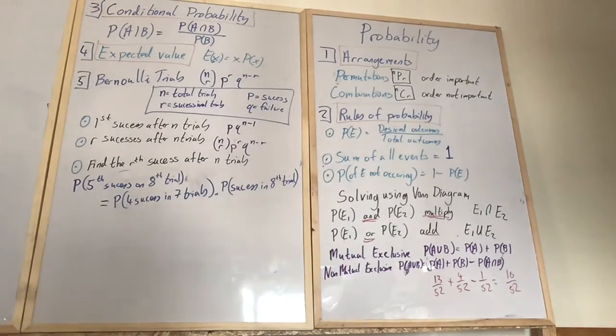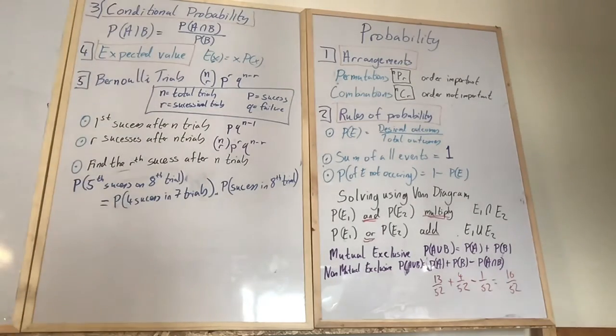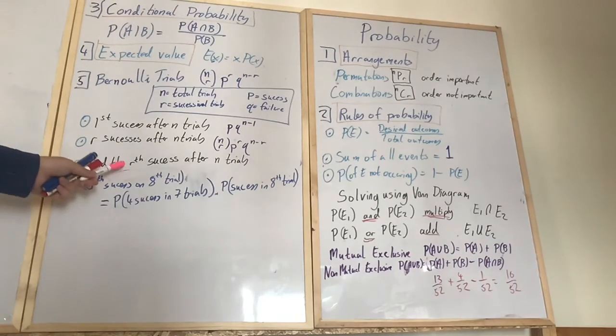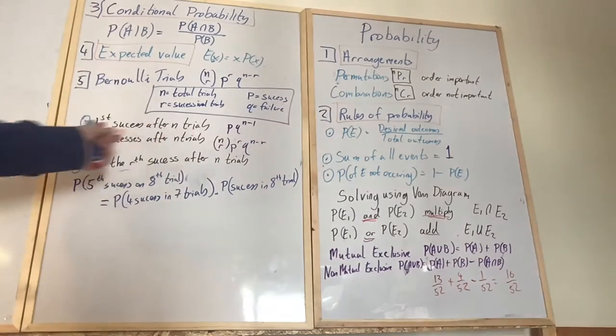The second one is if we've had r successes after n trials. So for example, if I had played basketball and I successfully shot the hoop 7 times out of the 10, it doesn't matter where those 7 occurred, we would use the formula nCr by p to the power of r by q to the power of n minus r. And then the last type of question, it looks quite similar, is to find the rth success after n trials. So an example would be if I asked you to find the 5th success is on the 8th trial, it means that the last go has to be a success. Whereas in the second one here, it doesn't matter where the successes and failures were.